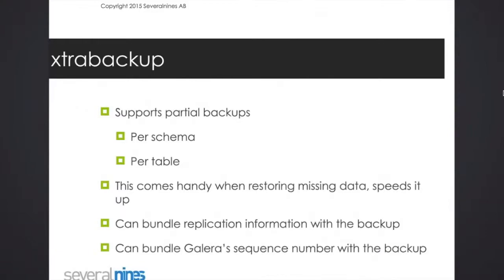xtrabackup can bundle replication information with the backup, so it gives you the binary log coordinates. It gives you the CHANGE MASTER TO command, so it makes it easier for you to create a new slave and slave it off the current master, or the host where you took the backup.